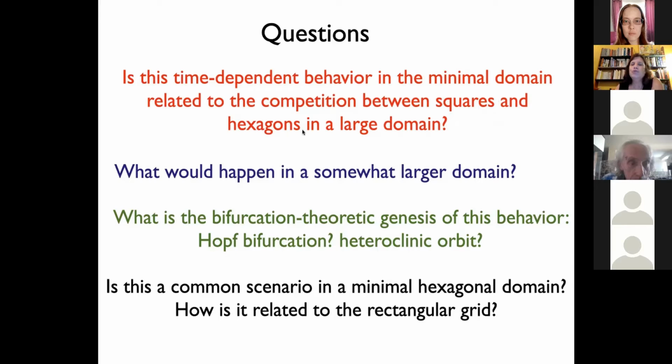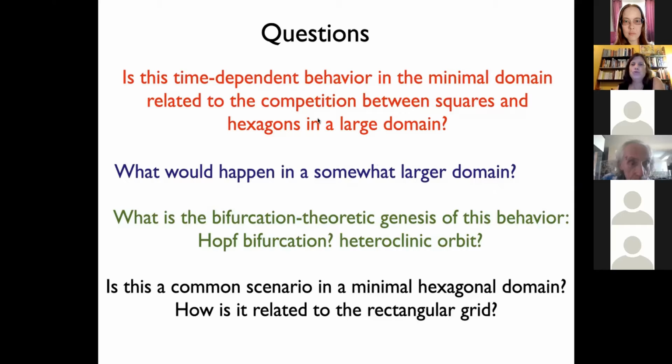In addition, as I told you in the very beginning, the basic patterns are stripes, squares, and hexagons. Is it possible that this time-dependent behavior is somehow related to a tension, a competition between squares and hexagons that everyone knows exists in a large domain? Then these bifurcation questions. Is this a heteroclinic orbit? Is this due to a Hopf bifurcation? We don't know. Is there an influence of using the rectangular grid, because our code uses a rectangular grid? Does this have an influence on our findings? So these are the questions we're left with.